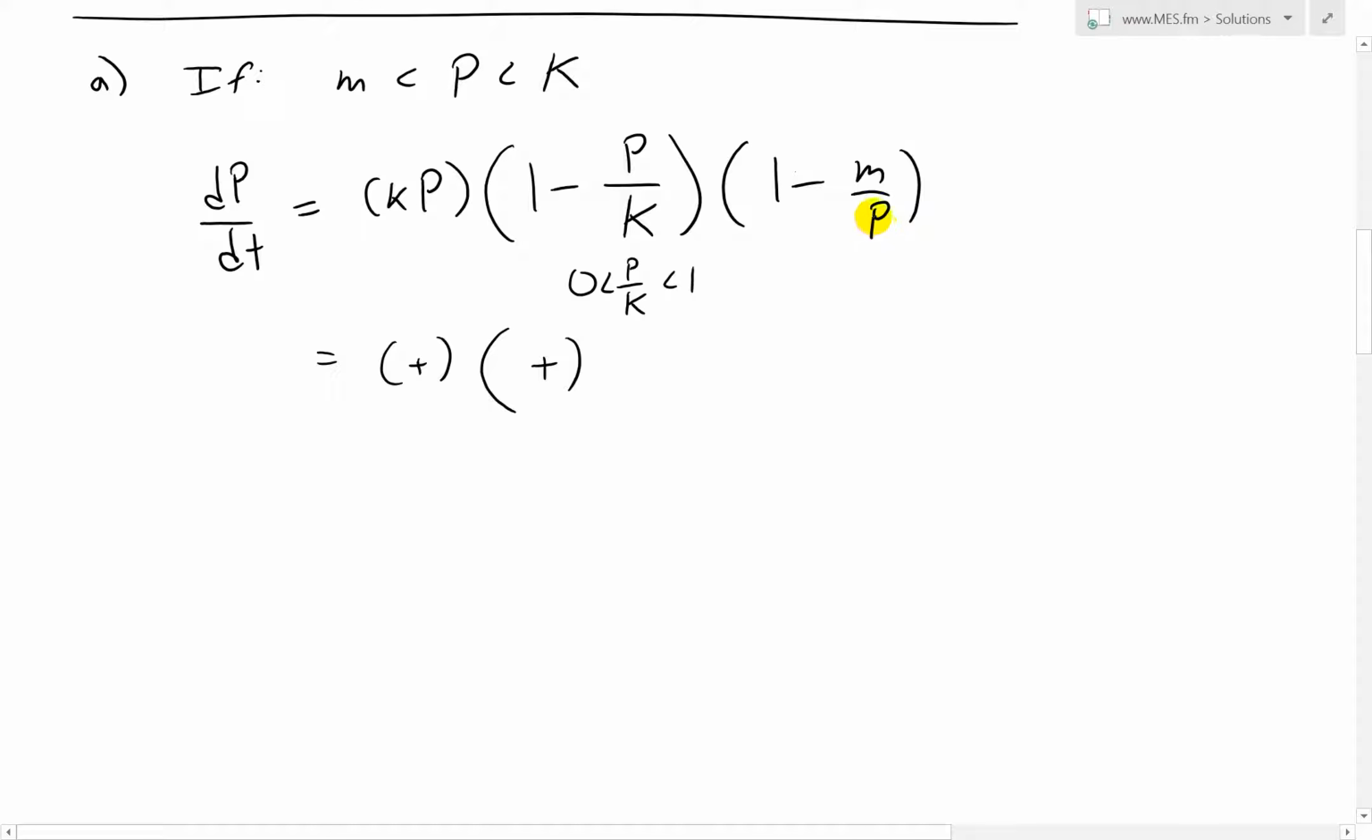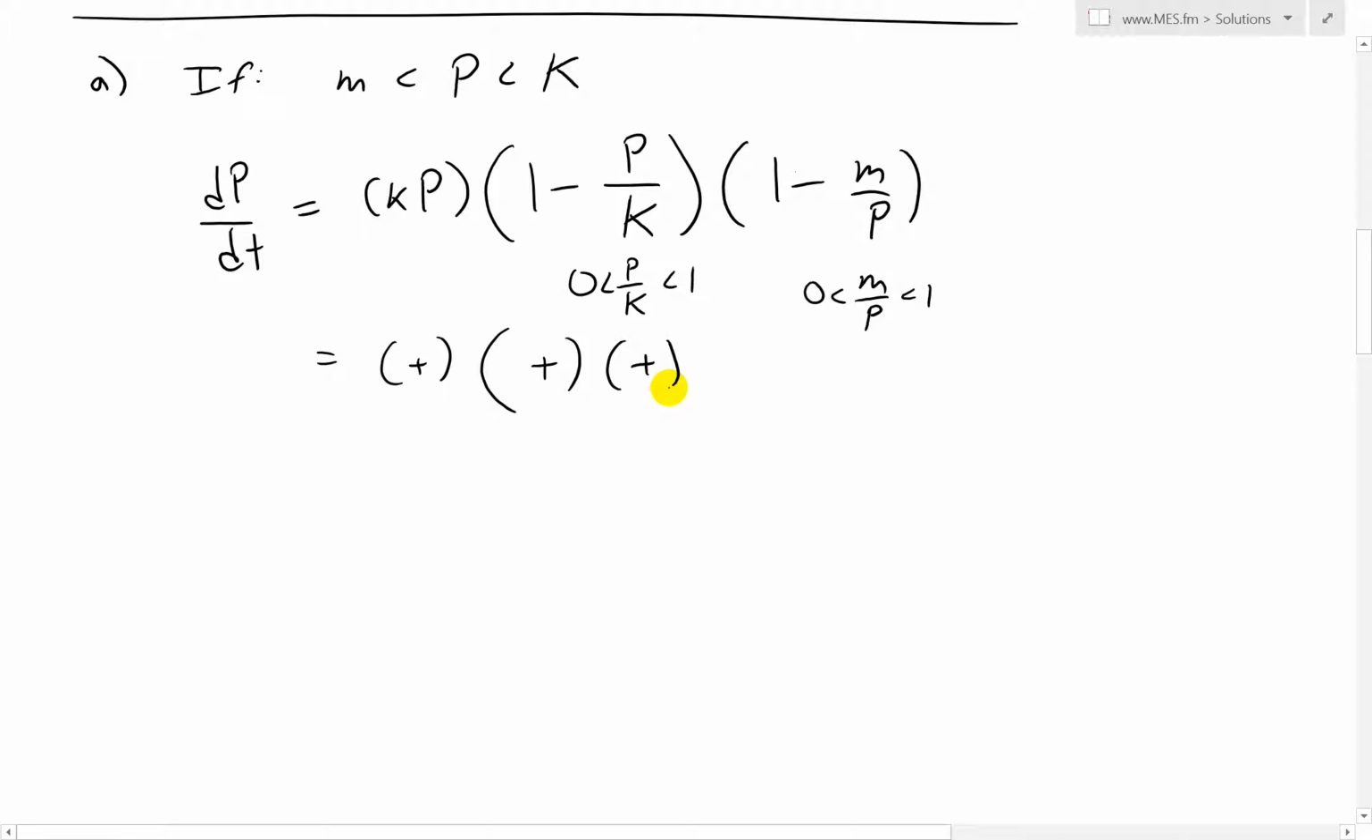So now this part right here, p is greater than m. So what we have is a 1 minus m over p. If it's greater than it, we're dividing by it. This means this is less than 1, greater than 0 as well. Because p is a positive number that's also greater than m, so it's just a fraction less than 1. So what we have is 3 positives.